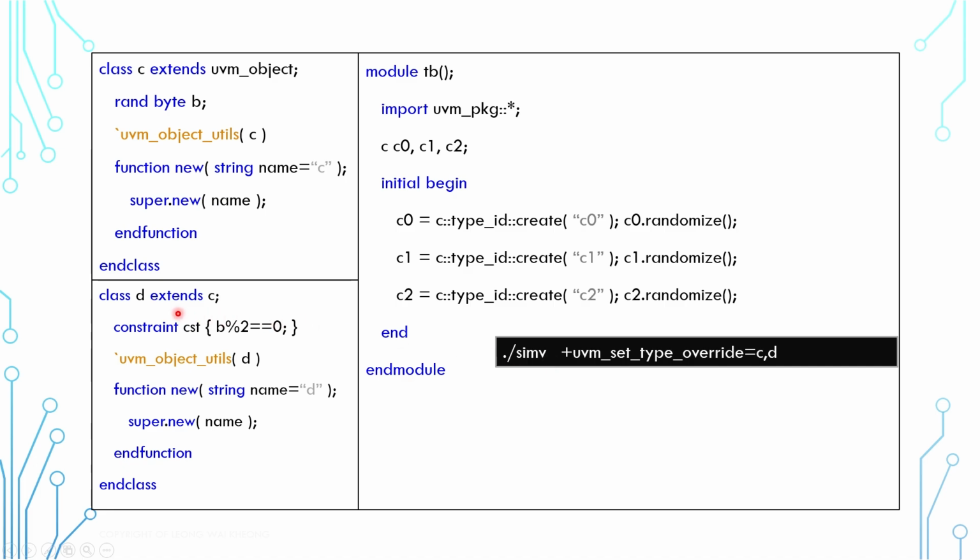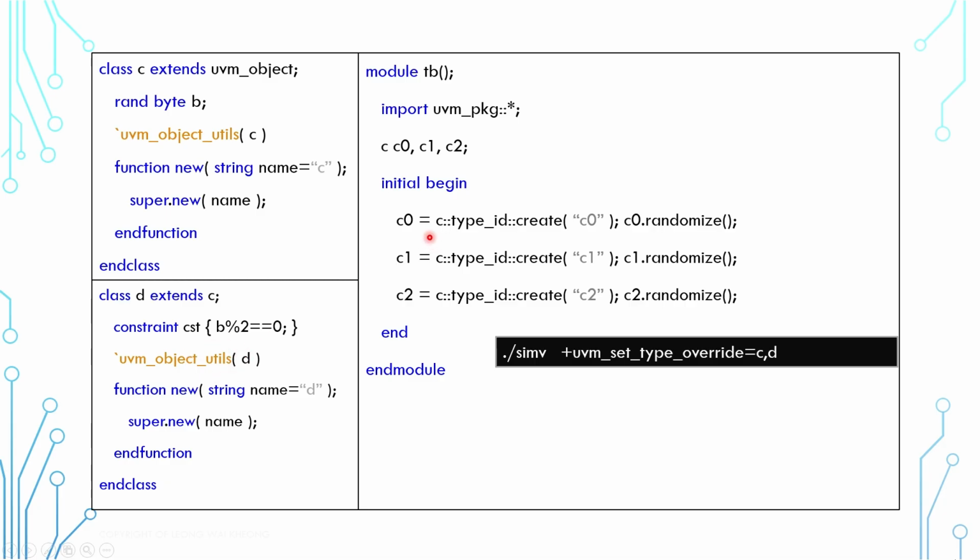There is, however, one requirement. The new type must be extending from the original type. And this is a very powerful feature of UVM, where it allows us to reuse code as much as possible and at the same time allows us to change the behavior of existing test benches.